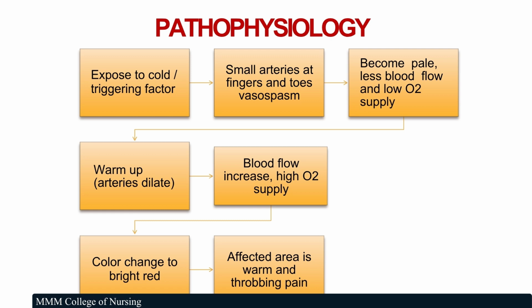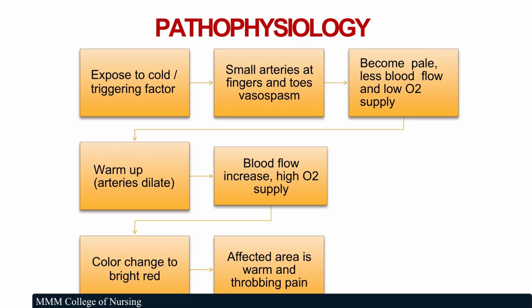Alright, now this is the most important slide, pathophysiology. Let us understand what actually happens during a Raynaud's attack step by step. First, the patient is exposed to cold or a triggering factor. That trigger activates the sympathetic nervous system, which causes the small arteries in the fingers and toes to go into vasospasm. These tiny vessels constrict severely. What happens when blood vessels constrict? Blood flow drops, right? What happens when blood flow drops? Oxygen supply to the tissues also falls. So the fingers become pale because there is no blood reaching them.